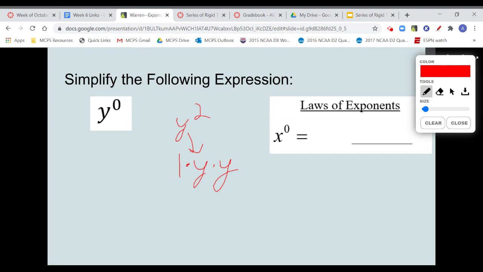Well, if I have y to the 0, I don't have anything in terms of multiplying y's. There's no y at all. But I still have essentially that 1 out in front, right? There's no y times y after that. It's just 1. For that reason, anytime I raise something to the 0th power, my answer is 1. I don't care what you're raising to the 0th power, the answer is always 1.